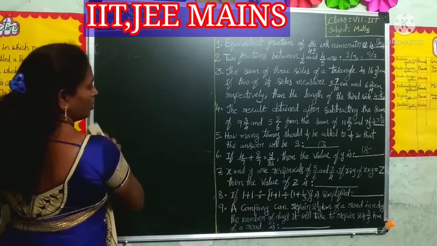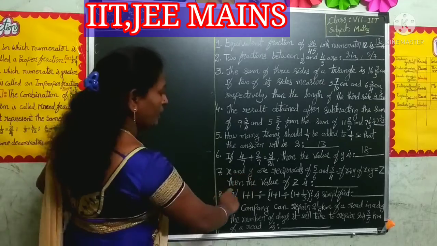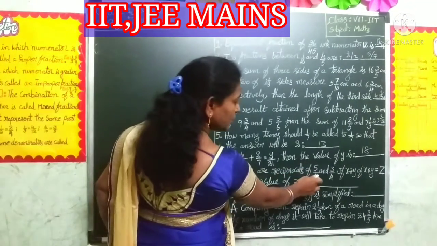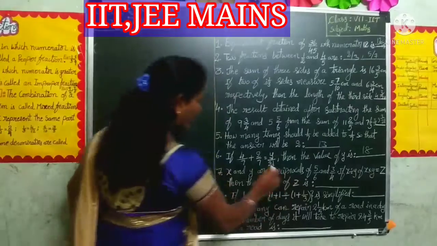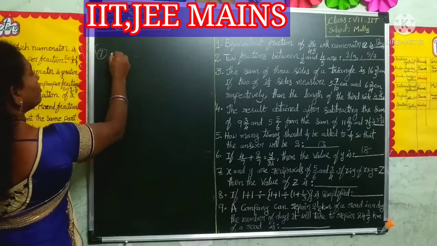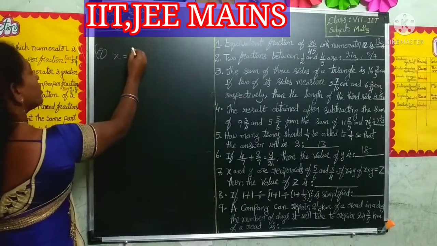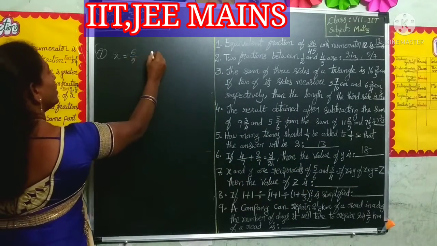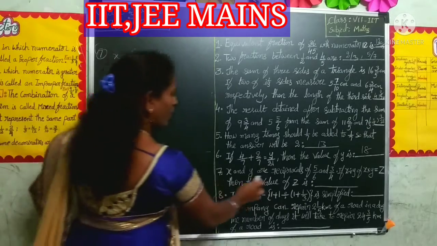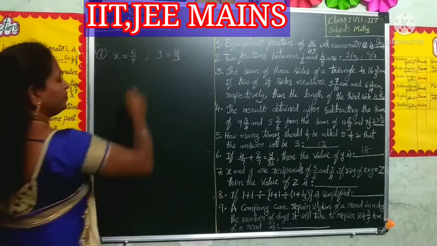Seventh question. X and y are the reciprocals of 5 by 6 and 3 by 4. First you have to do this. The reciprocal of 5 by 6 is 6 by 5, so x is 6 by 5. Next, the reciprocal of y, which is 3 by 4, means y is 4 by 3.